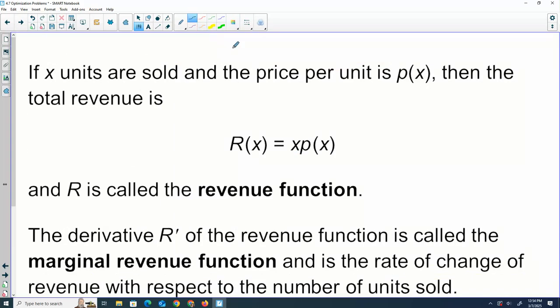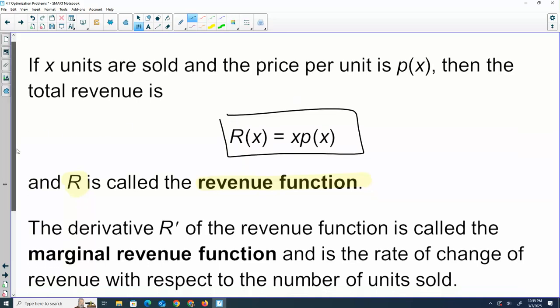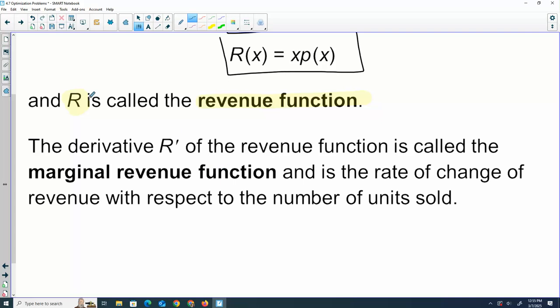Then you can find revenue. What is revenue? How much you're making, the amount of money you're bringing in. So revenue is just x times price, the number of items you sell times the price you're charging per item. All right, then we might need to know marginal revenue. So marginal revenue tells us how the revenue is changing. So marginal revenue would be the derivative of revenue.